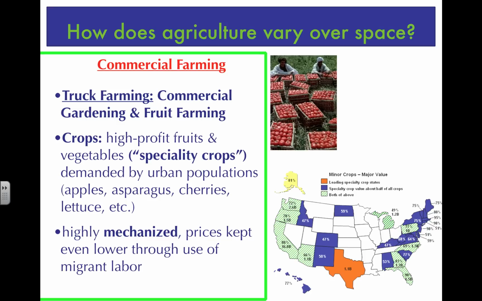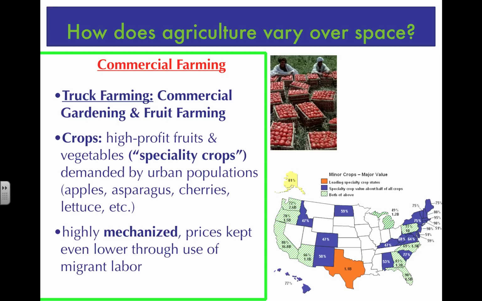Nothing. I mean, at some point, the food may end up on trucks, but that is not why it's called truck farming. Just a reference to the fact that people used to trade one good for another, one fruit for another, one vegetable for another, and so on and so forth. Anyway, the crops that are grown in truck farming or commercial gardening and fruit farming are high profit crops. So they're high profit fruits and vegetables. These are often known as specialty crops. These are the ones that are typically demanded by urban populations. So the ones that people like you and me in cities buy when we go to buy our produce, that's a reflection of commercial gardening and fruit farming.